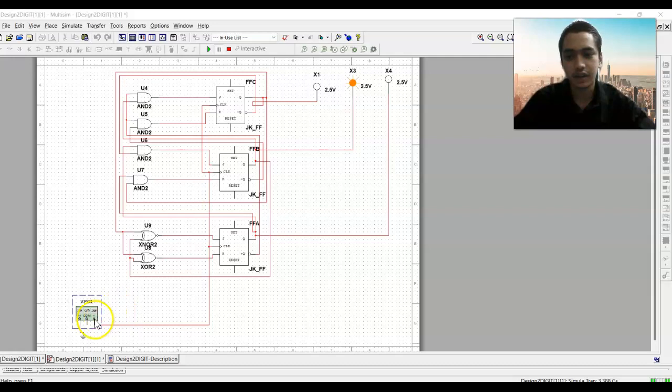I am from section 2, group 2, and will present the circuit simulation. Firstly, there is this function generator which acts as a clock, which is connected to the three flip-flops: flip-flop A, flip-flop B, and flip-flop C, on the clock.